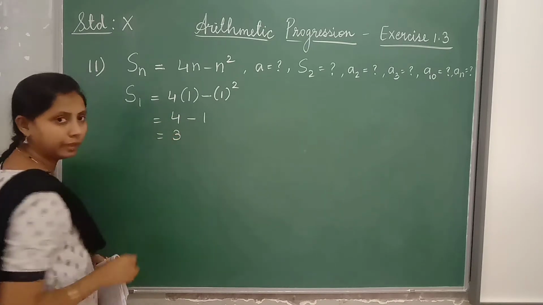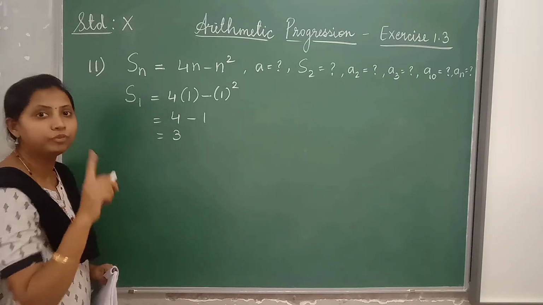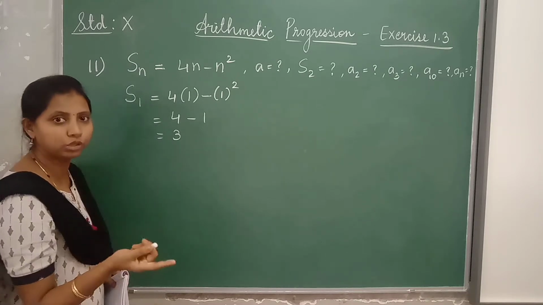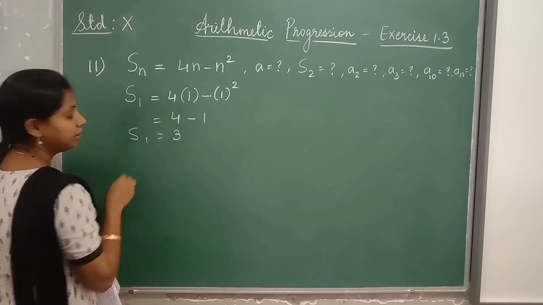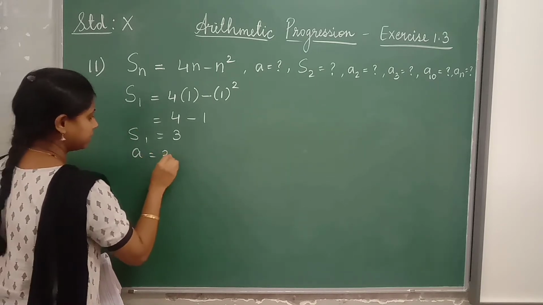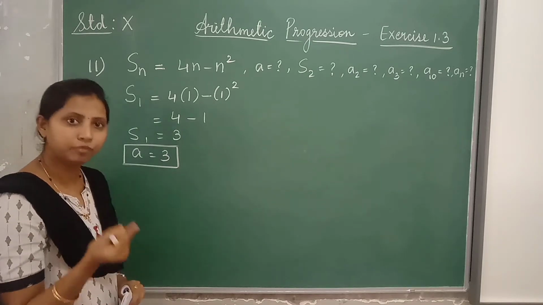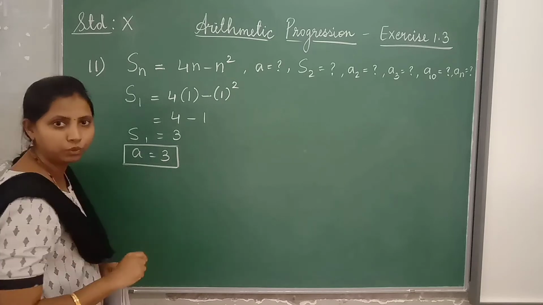That is 3. What is the meaning of S1? Sum of first term. Yes, sum of first term is also same and first term is also same. Isn't it, children? So S1 here is nothing but the first term. The first term itself is 3. Sum of the first term and first term, both are same things. Okay, so A is also equals to 3.